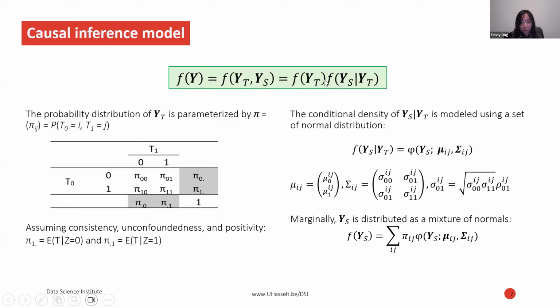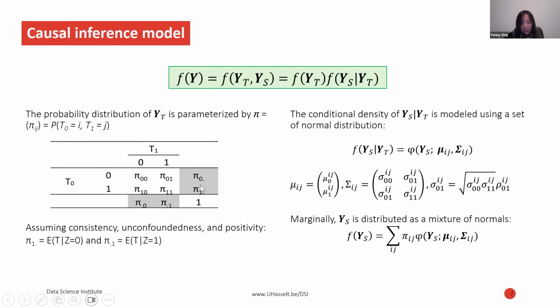marginal distribution of the true potential outcomes and the conditional density of the surrogate potential outcomes. We assume that YT follows a multinomial distribution with parameters pi ij, which actually consists of four parameters. So there is pi 0,0, or the so-called never responders. This refers to patients who are always harmed by either control or the treatment. There is also pi 1,1, referring to patients who always benefit from either treatment. Pi 0,1 and pi 1,0 are for the patients who benefit from one treatment but not from the other.